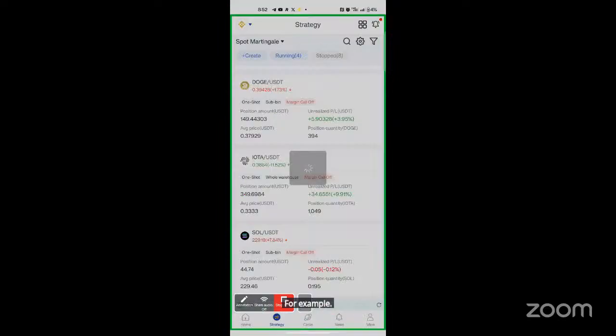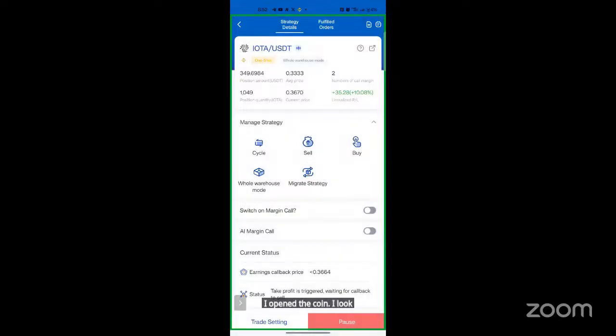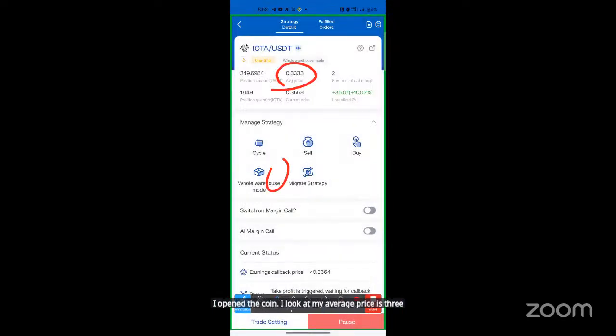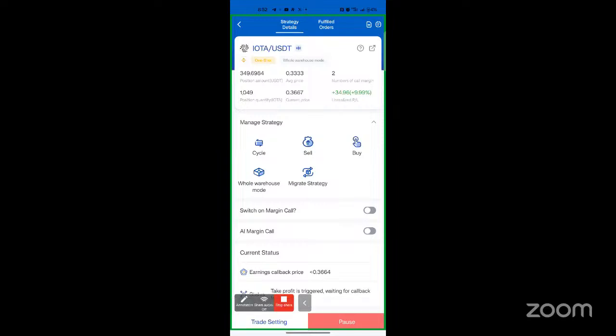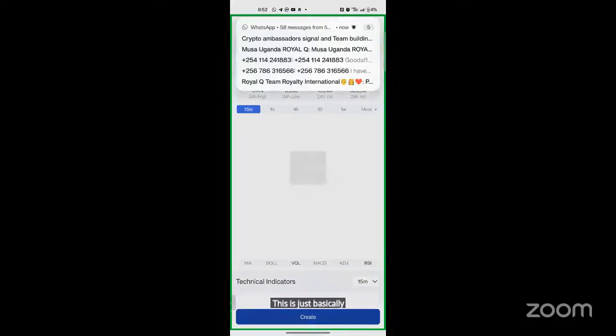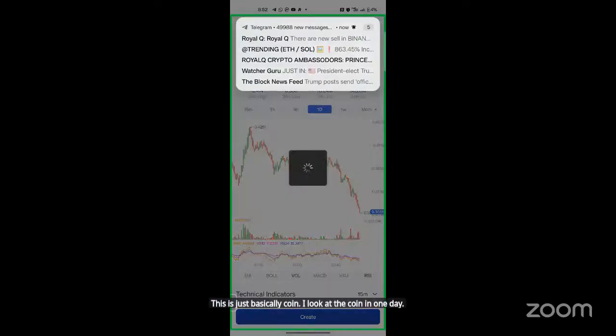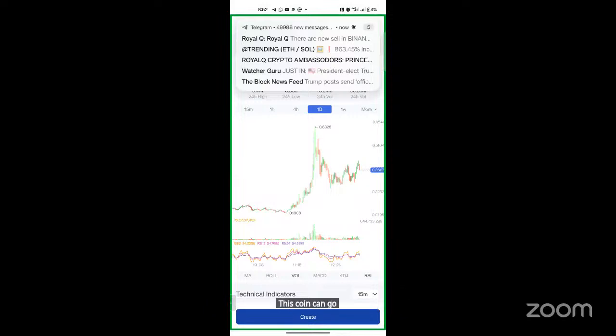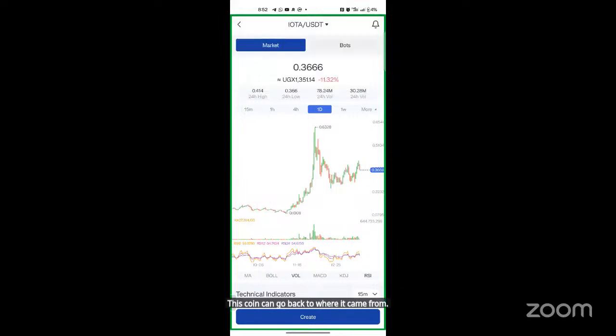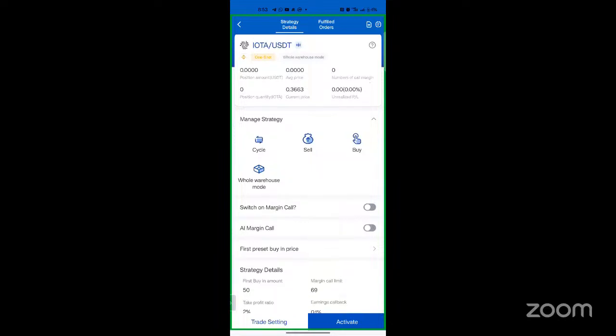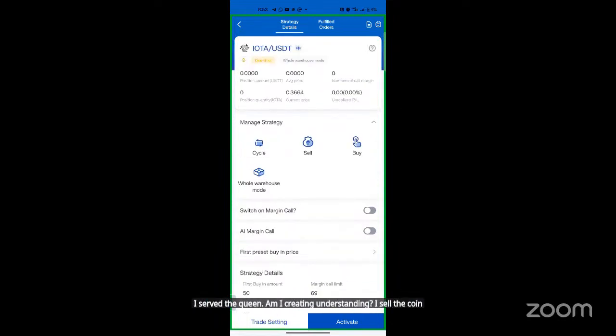For example, I'm hodling IOTA. I open the coin. I look at my average price, 30.333. That's when I entered. This is just basic. I look at the coin in 1 day. This coin can go back to where it came from. So what do I do? I sell the coin.